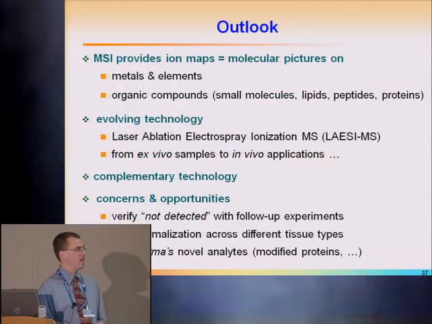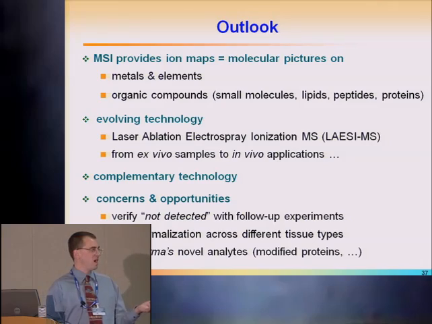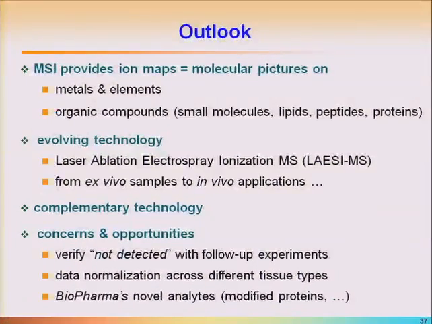There's some concern about data normalization across different tissue types. Can we compare the data from brain with intestines? Is the ionization efficiency the same, so that we need some better data normalization here? And then pharma is moving to biopharma. We are now having novel analytes. We have the modified proteins, the biotherapeutics, the pegylated proteins that we hope will now become medicines. How will we do the imaging on these analytes?